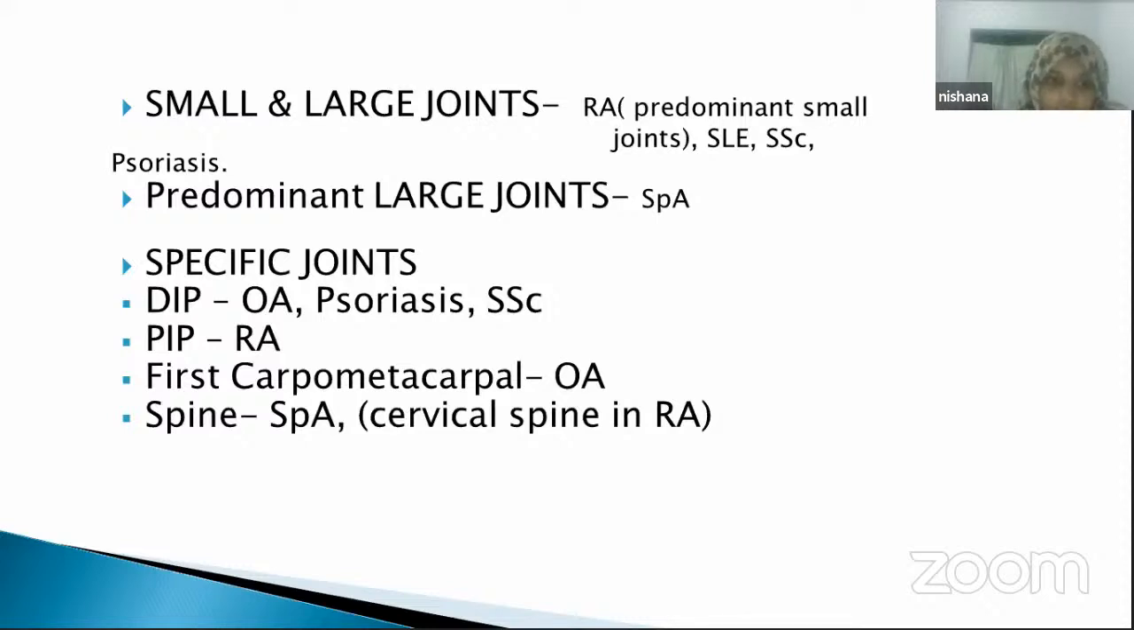Then some specific joints are affected in certain conditions. Rheumatoid arthritis usually spares the distal interphalangeal joint. It is very uncommon to get distal interphalangeal joint involvement in rheumatoid arthritis. The distal interphalangeal joint is affected in osteoarthritis, psoriasis, and systemic sclerosis. The proximal interphalangeal joint is affected in rheumatoid arthritis. And the first carpometacarpal joint is typically affected in osteoarthritis of the hand.